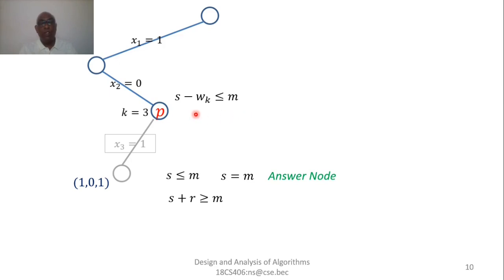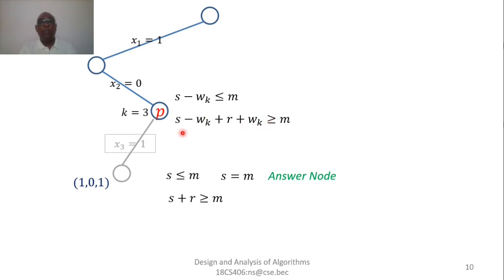There is a definite relationship between R prime and R. What is the relationship between R prime and R? R is equal to R prime minus Wk, because R will be decremented by Wk. So R prime is R plus Wk. Hence, this condition becomes S minus Wk plus R plus Wk should be greater than or equal to M.